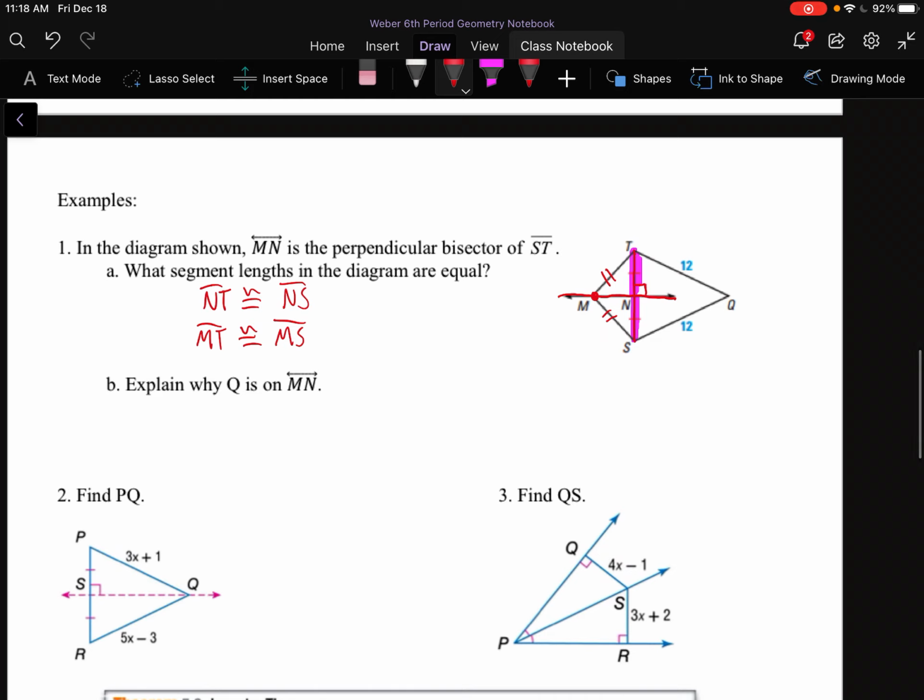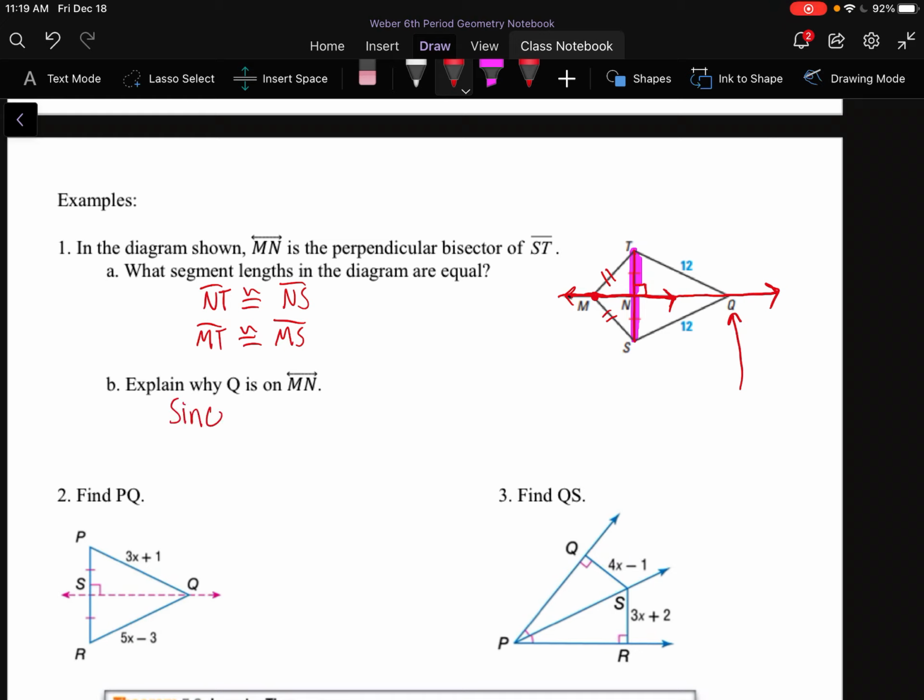Part B says, explain why Q is on MN. Notice Q is over here, our point Q, but the segment that they drew here doesn't necessarily go through that. But we know that Q will be on this line because there's an arrow here, and this arrow is going to go all the way through. So this is why Q is on the line MN.